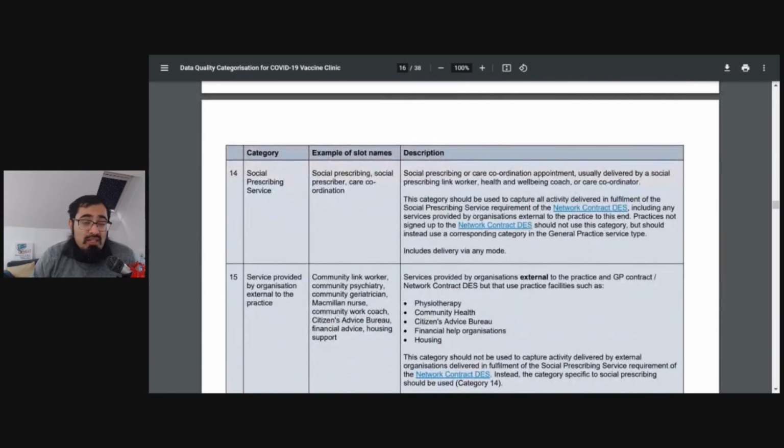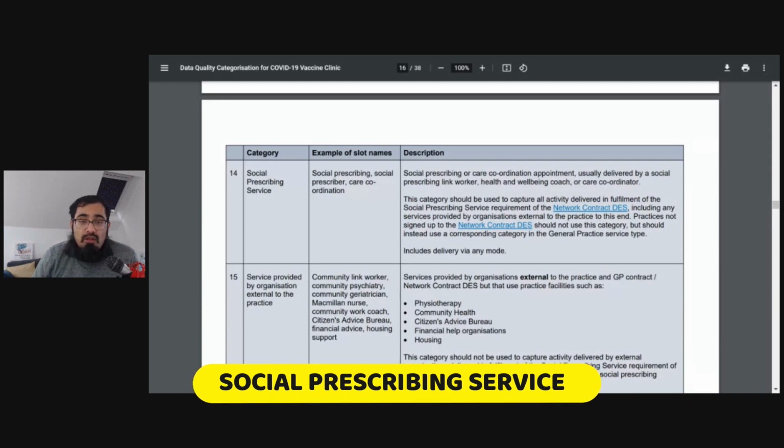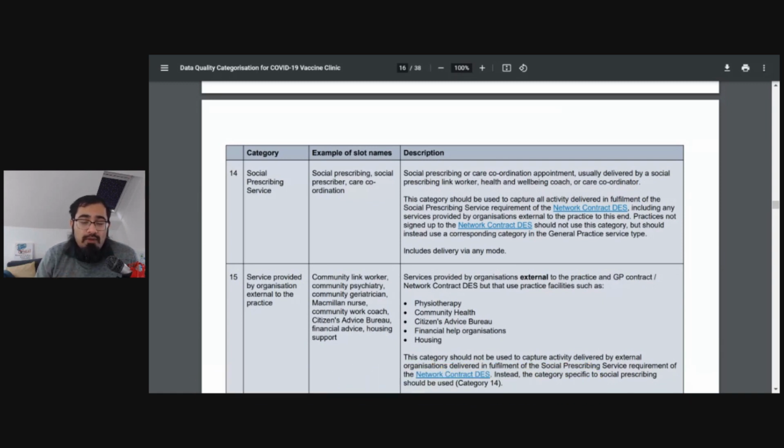Section 14. So these are more PCN-based ones, as you can figure out. It's the social prescribing service. So the contacts that your social link workers are having with the patients. Again, I think this is to pick out that particular metric for the centre.